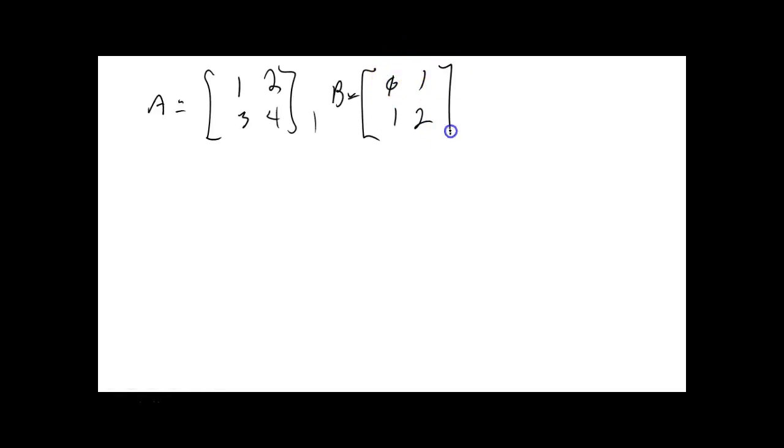Matrix A is 1, 2, 3, 4. Very creative matrix there. And here's matrix B: 0, 1, 1, 2. Okay. It says calculate the sum of those two.